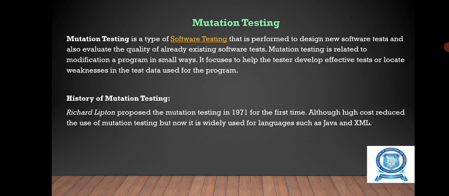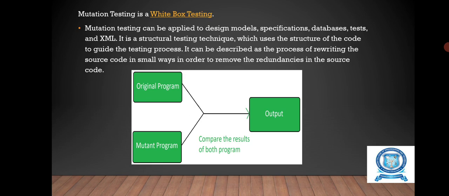History of mutation testing. Richard Lipton proposed mutation testing in 1971 for the first time. Although high cost reduced the use of mutation testing, now it is widely used for languages such as Java and HTML and XML. Mutation testing is a white box testing.